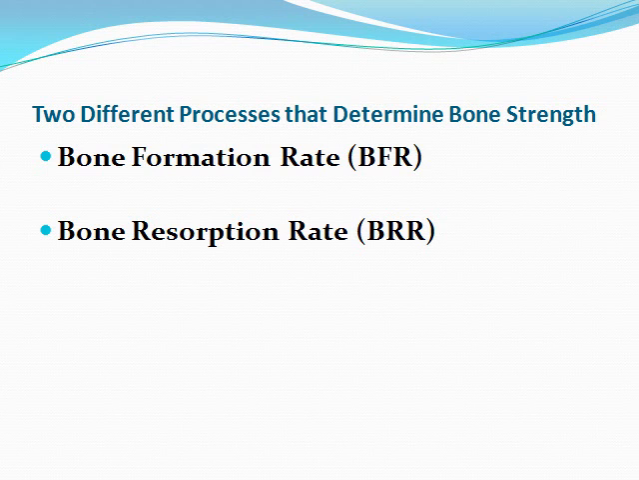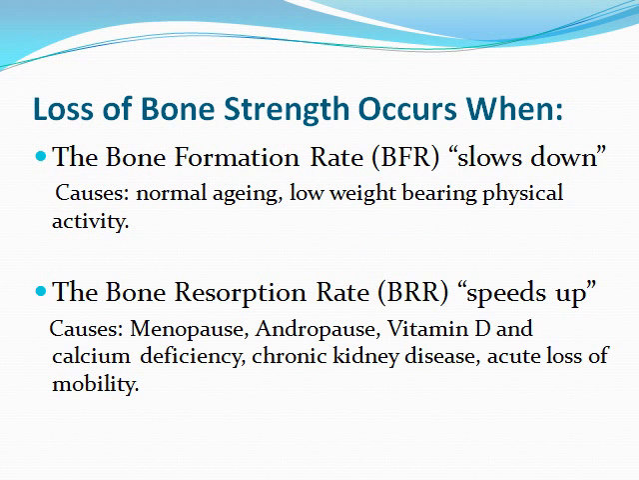So if these processes become uncoupled, one becomes out of sync with the other, then you run into bone problems. That loss of bone strength will occur when the bone formation rate slows down, and this can happen during the normal aging process, or in a situation where there's very little weight-bearing physical activity to stimulate bone growth. The other process that you have to consider is the bone resorption rate.